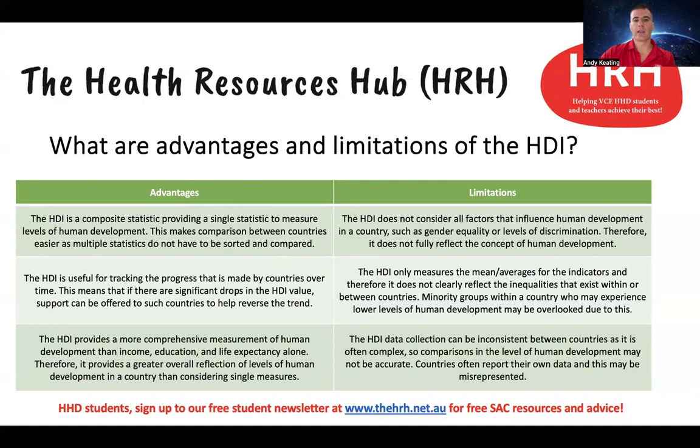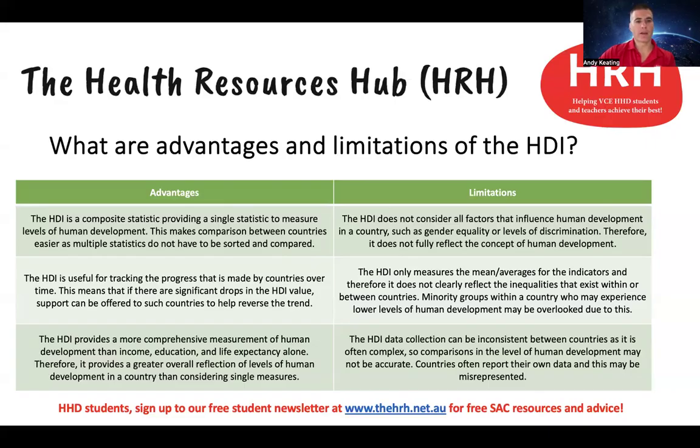So if you have a look here, you can see most of these are a couple of sentences because it really properly fleshes out why it's an advantage or a limitation. So I won't read through all of these, but I'll touch on a couple of them. You can see there the first advantage talks about the fact that it's a composite statistic. So it's gathering a number of pieces of data and putting those together into one single statistic to measure levels of human development. And that means it can make comparison between countries easier, to look at just one overall value instead of trying to look at multiple pieces of data at once.